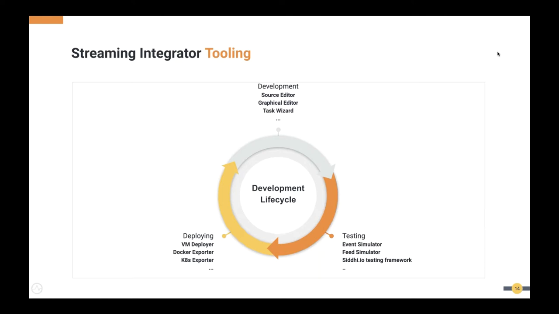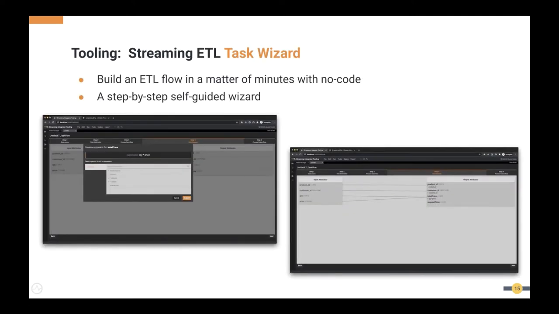After we test our use case, we have to deploy it into our production environment. For that, we have a tool to deploy into VMs, and we can export as a Docker artifact or as a Kubernetes artifact at the end of the development of our CDC or ETL process. With the latest Streaming Integrator tooling 1.10 pack, we have introduced the streaming ETL task wizard, which can be used to build an ETL flow in a matter of minutes without writing any code. Even if you have no idea about streaming ETL, streaming data, or streaming SQL languages, you can develop an ETL flow in a matter of minutes.